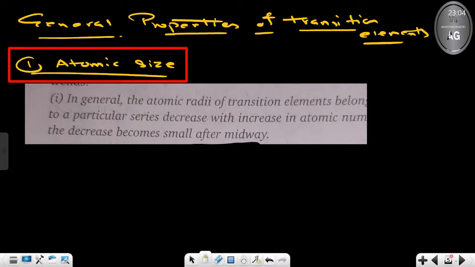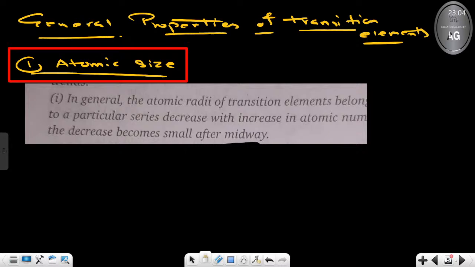General properties of transition elements. From now we are beginning with the important part of the chapter where give reasons will come in the exam. Direct give reasons will come in the exam. They will put it in one line and you have to answer why it is so. Clear? So first let us see atomic size.